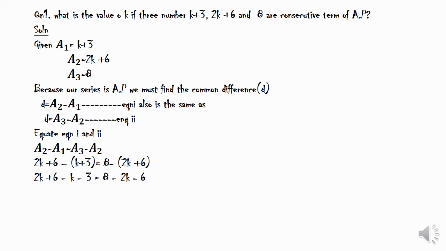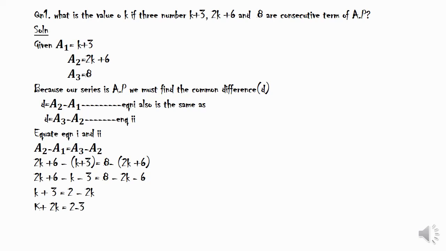That is all about it. So after that, collect the like terms on each side. When you take 2k minus k, you get k. When you take 6 minus 3, you get 3. So k plus 3 is equal to 2 minus 2k, right?